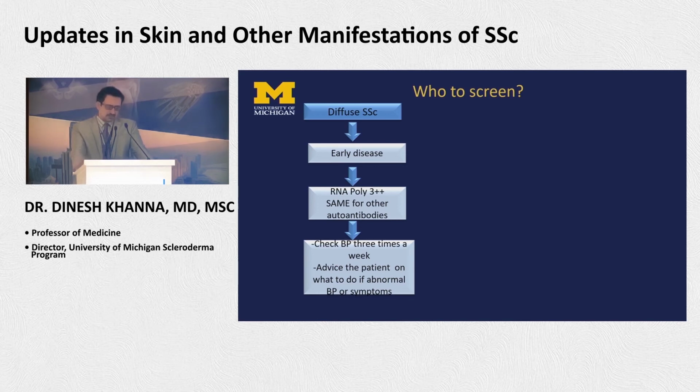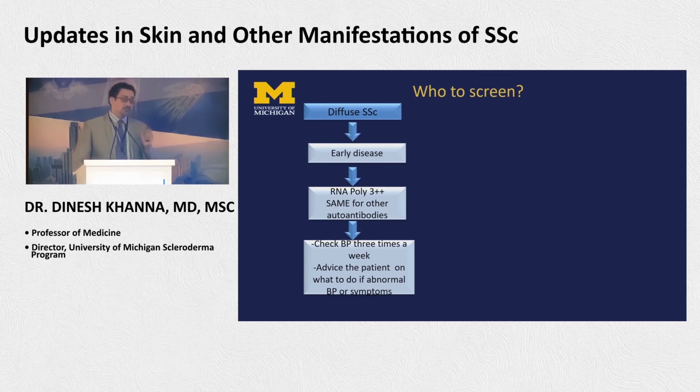So, I'm sorry, I said it the other way. Positive predictive value is 25%. In other words, 1 in 4 patients with RNA polymerase will develop or can develop scleroderma renal crisis. The negative predictive value is 90%. In other words, only 10% of the patients who develop scleroderma renal crisis do not have RNA polymerase III.